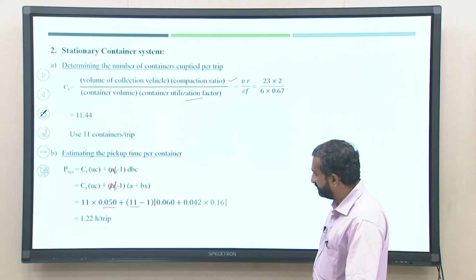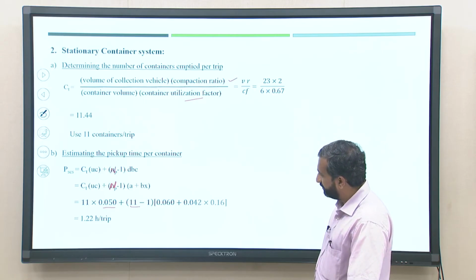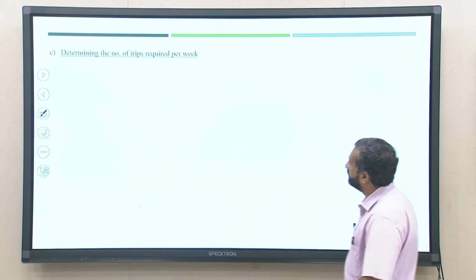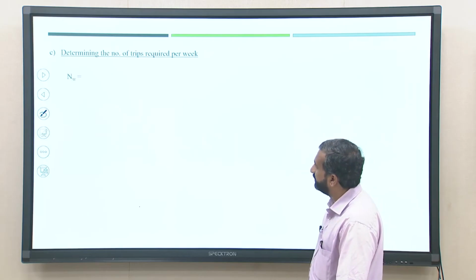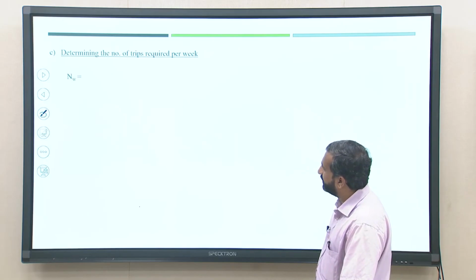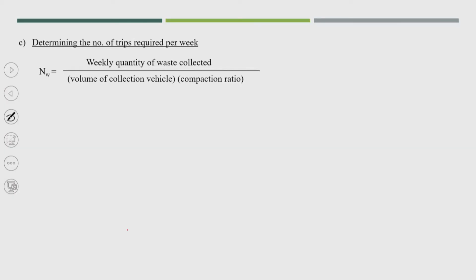So, this value comes up 1.22 R per trip. Now, we will determine the number of trips per week, that NW value. First, we can calculate it as the weekly quantity of waste collected divided by the volume of the container vehicle. So, also very simple, the number of trips required per week can be calculated if you know the weekly quantity of waste collected divided by the volume of the collection vehicle, only we multiply the compaction ratio with that.